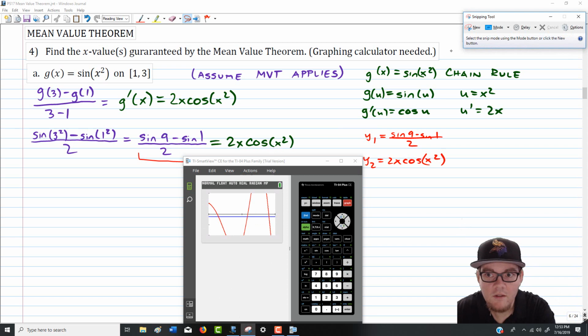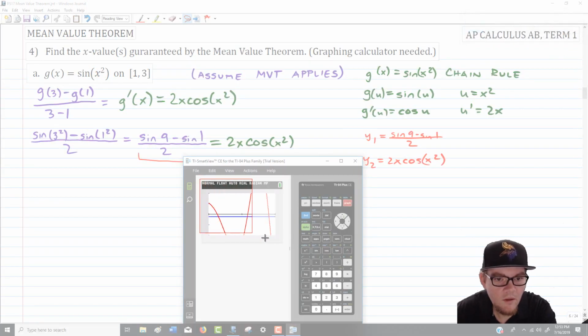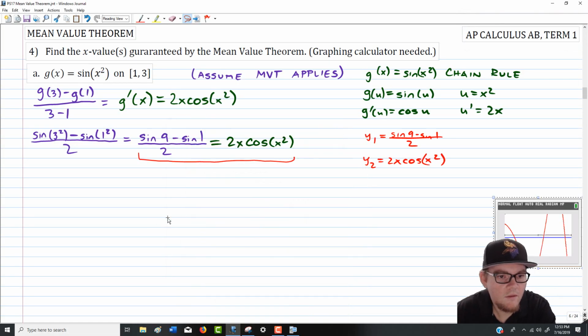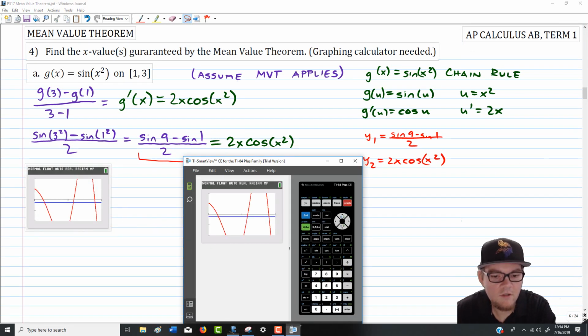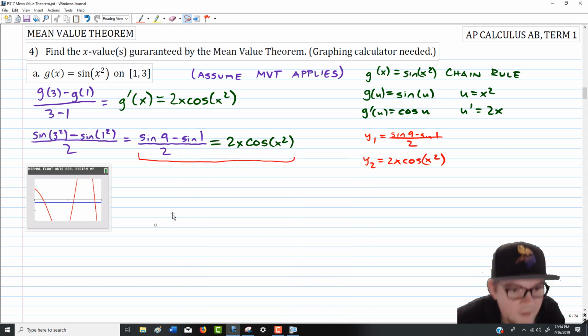In fact, let me just steal this really fast and punch it into our piece. So we've got that. There's our thing that we need to find the intersections for. Now it's just a matter of finding the intersections. For each one, I'm going to go to second trace. I'll do option 5, enter, enter, and then the first one is close to 1. So my first one is 1.286.